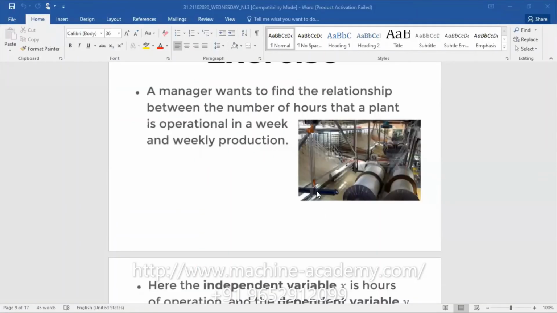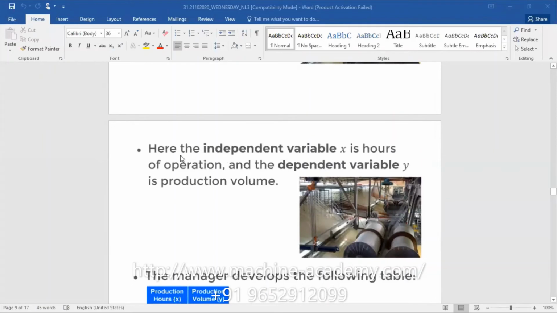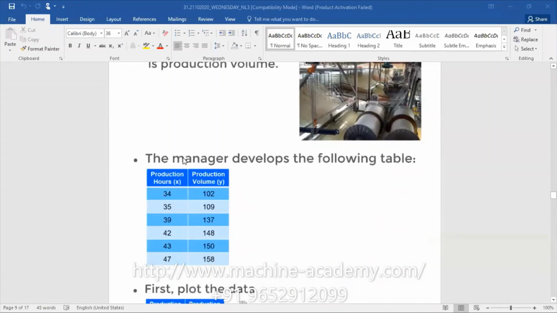Observe here. A manager wants to find the relation between the number of hours that a plant is operational in a week and weekly production. Means how many hours the plant is operating and the weekly production he wants to identify. The independent variable X is hours of operation, and the dependent variable Y is production volume. The manager develops the following table: 34 hours, production 102; 35 hours, 109; 39 hours, like this.